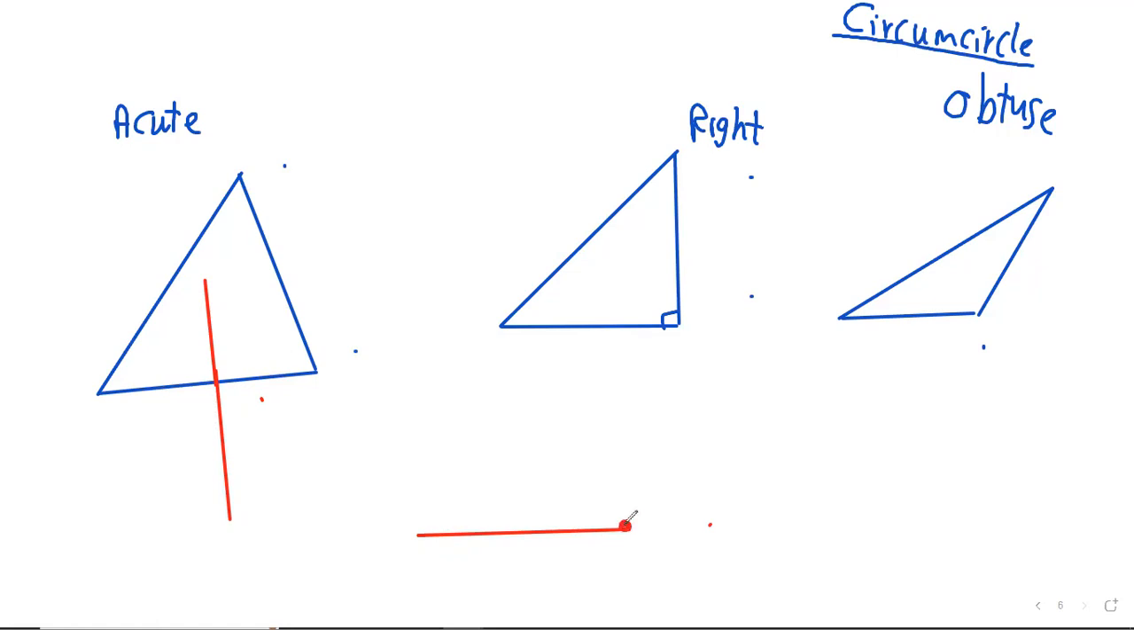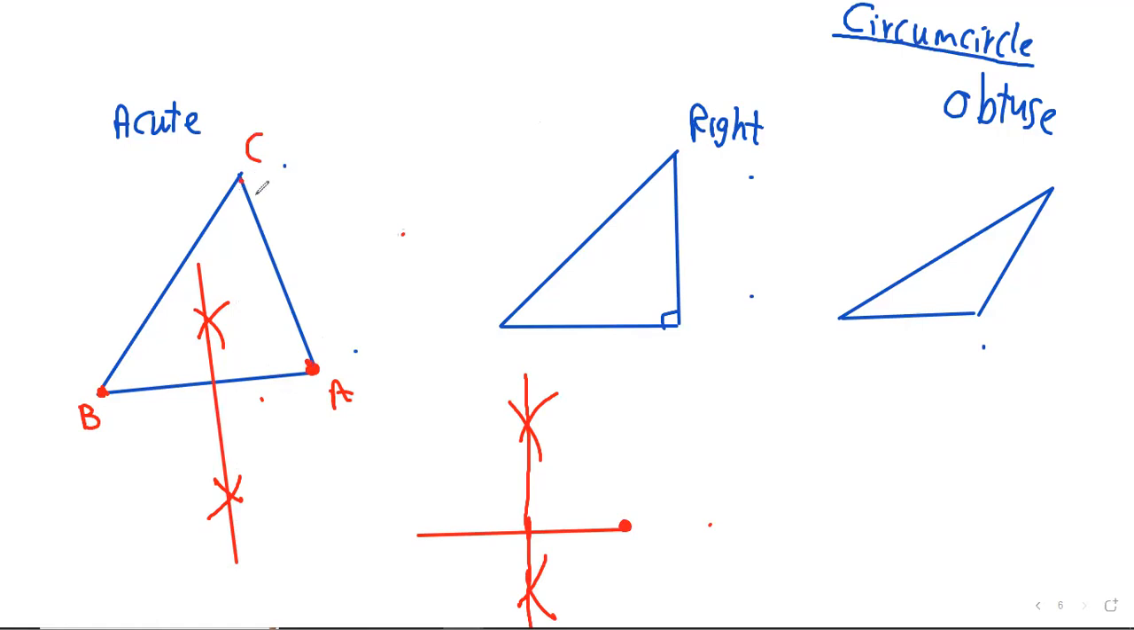Put the metal tip here of the compass, draw an arc up and down, and here draw an arc up and down, and join them. That's the perpendicular bisector. So here, put the metal tip at point A and then at point B with the same opening. Draw an arc up and down, and for B, draw an arc up and down with the same opening. Join them, you will get a perpendicular bisector.